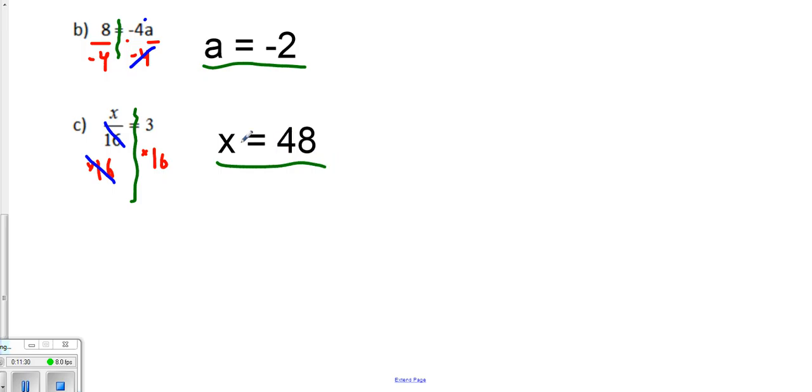And again, we can always double check that by plugging it in and saying 48 divided by 16, what does that equal? That equals 3. This is a true statement, and this is in fact our correct answer. And that'll cover it for our first review lesson.